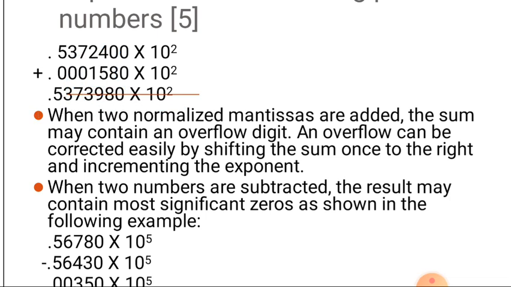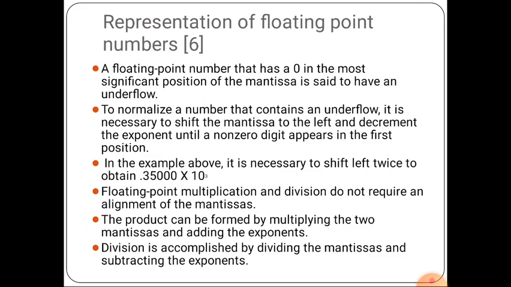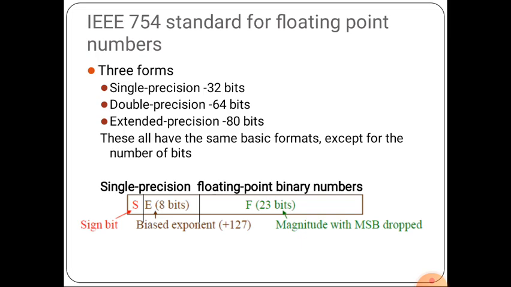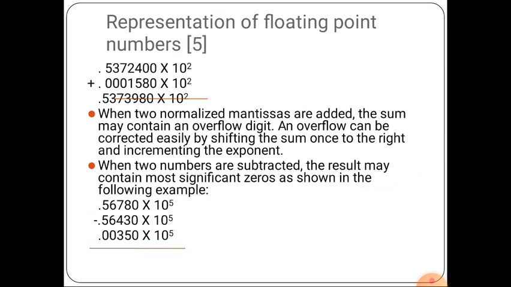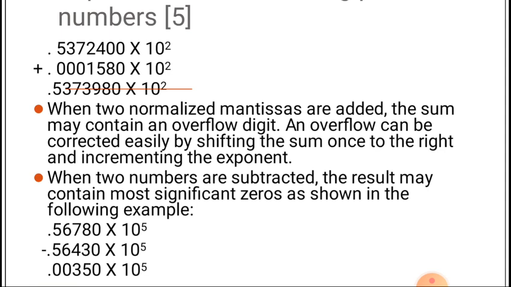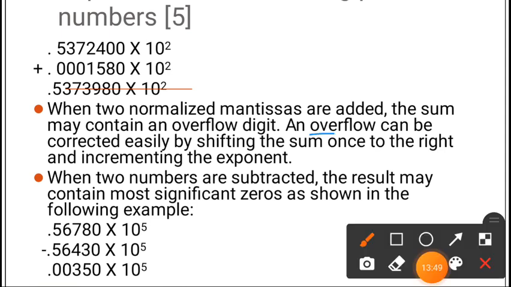When two normalized mantissas are added, the sum may contain an overflow digit. An overflow can be corrected easily by shifting the sum once to the right and incrementing the exponent. So when an overflow occurs, we just shift the sum once to the right and increment the exponent. This is all about addition. Next we will discuss subtraction.